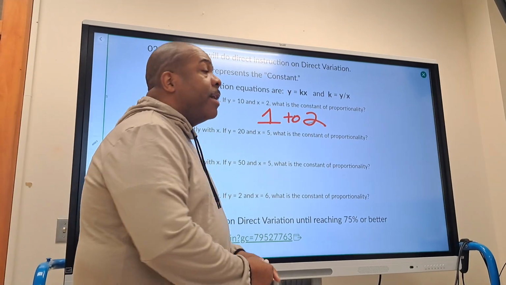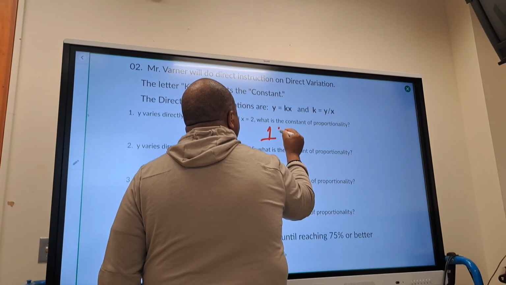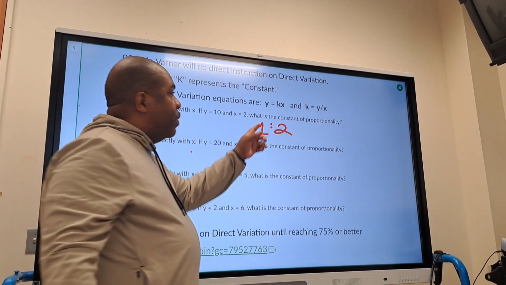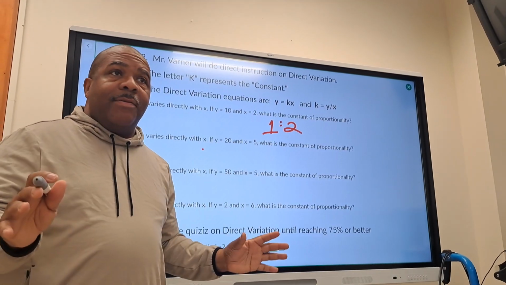1 to 2. I can also write it like this. I can also write it like 1, and then I'll put those 2 dots there to 2. That means 1 to 2. We got that, right?